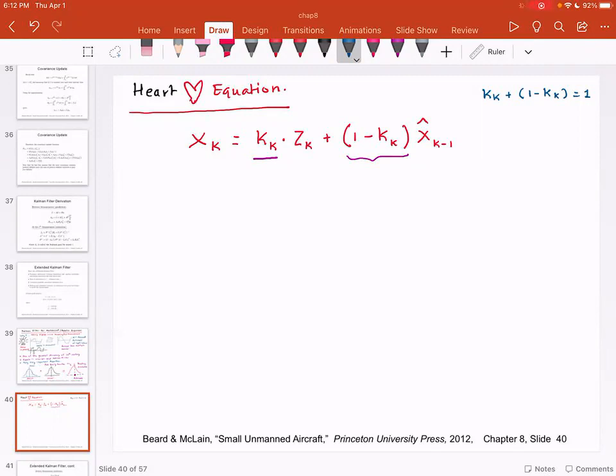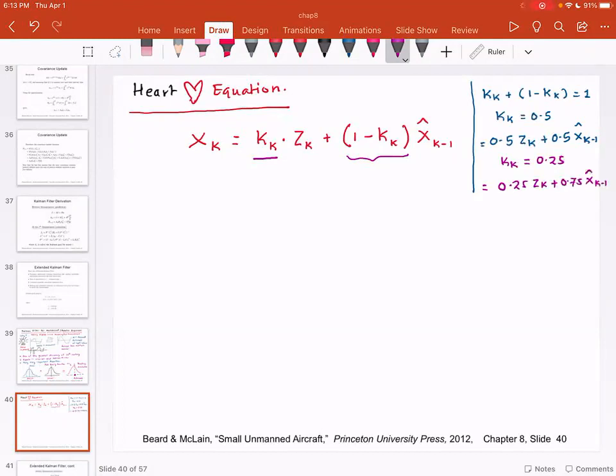And let me give you a very simple example. Imagine if my Kk, as an example, is 0.5. Then it means I have 0.5 zk plus 1 minus 0.5, which is 0.5, x k minus 1. If I have Kk at 0.25, then what it means is I have 0.25 zk plus 0.75 x k minus 1.